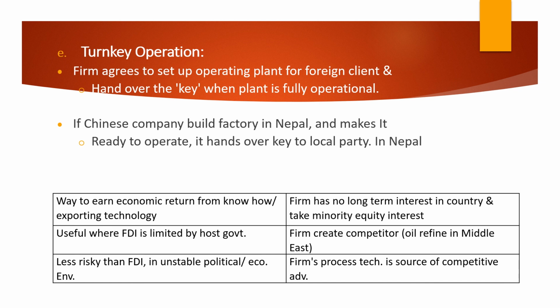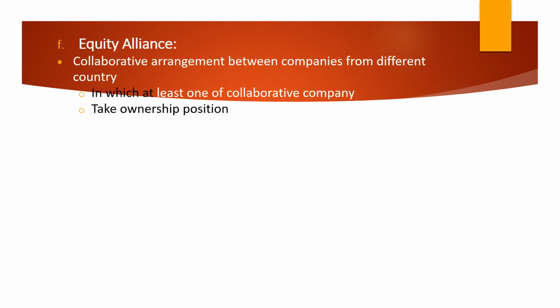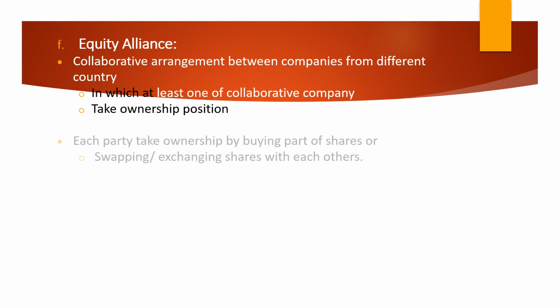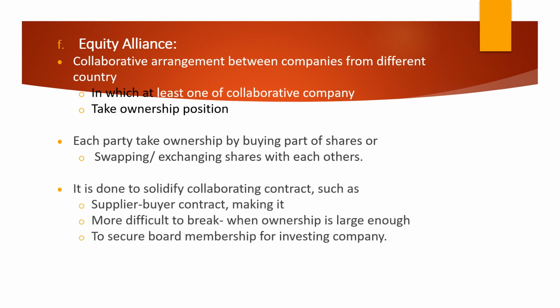The firm's process technology is a source of competitive advantage. Talking about equity alliance, a collaborative arrangement between two companies from different countries is known as an equity alliance, in which at least one of the collaborating companies takes an ownership position. Each party takes ownership by buying part of the shares or swapping, exchanging shares with each other.